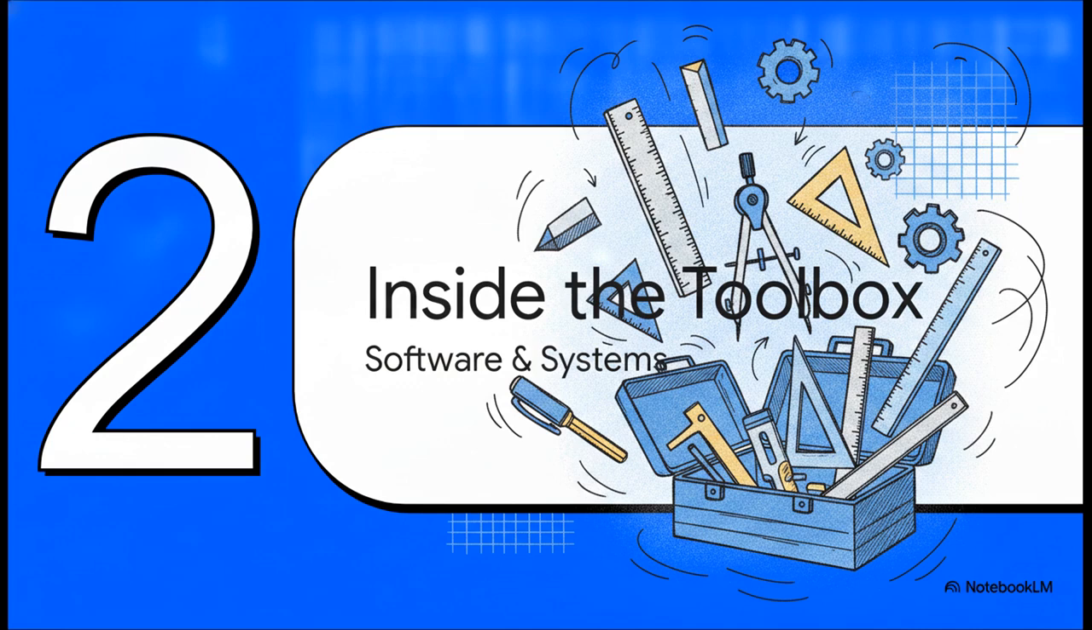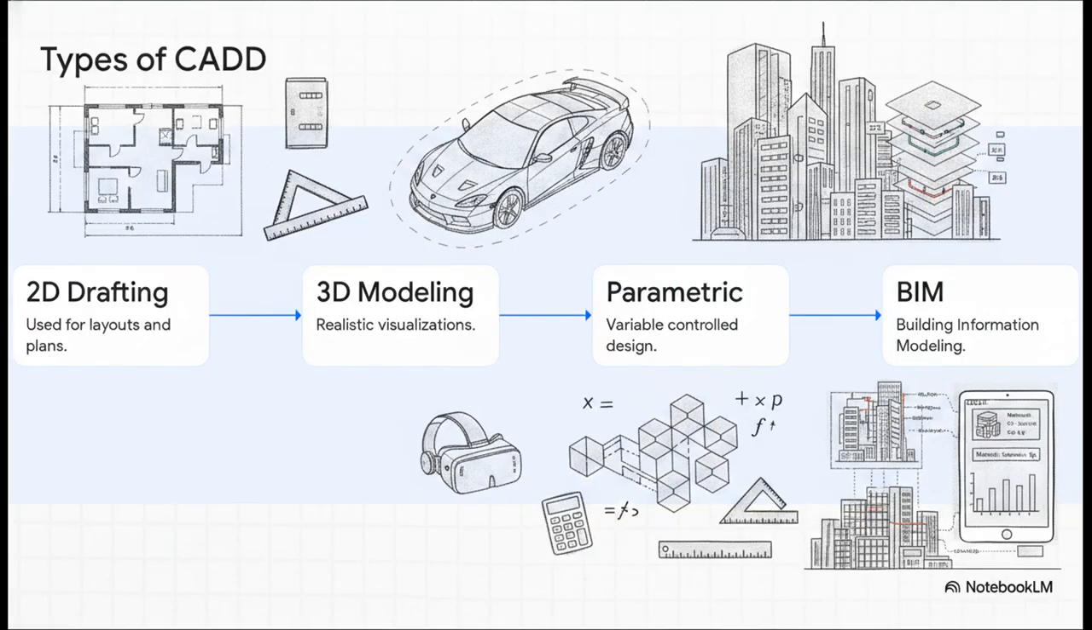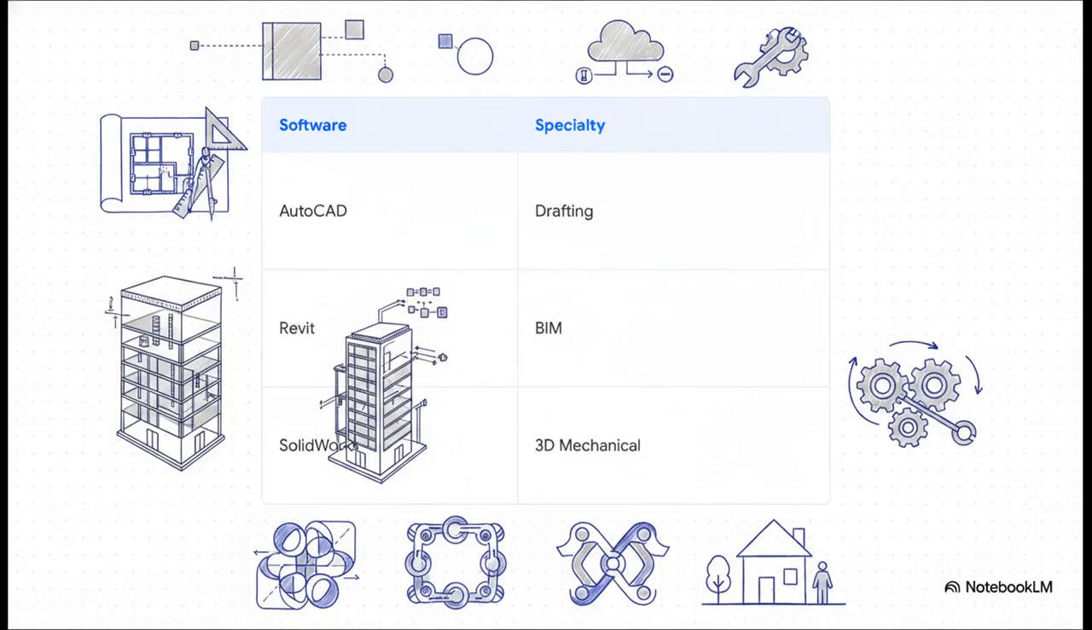Moving right along to Section 2, inside the CAD toolbox. Let's actually crack this thing open and look at the software. The wild thing about this ecosystem is how beautifully it scales. You start out basic with 2D drafting for flat layouts and step up to realistic 3D modeling. But the real magic happens at parametric design, where changing one mathematical variable instantly updates the physical elements across the board. And all of this culminates in BIM, or Building Information Modeling, where every single digital brick or beam actually holds live, real-world data.